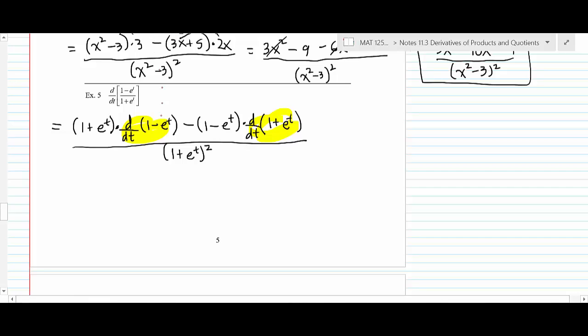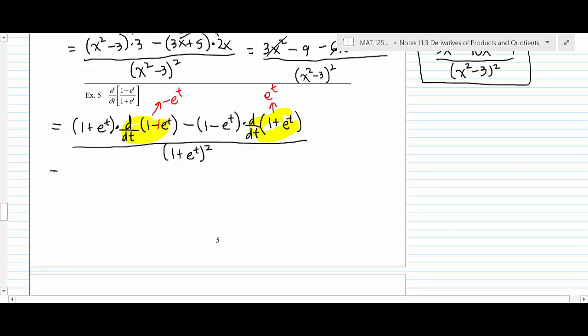Okay, all right, tell me what the derivative of 1 minus e to the t is. Minus e to the t, because the derivative of 1 is 0, right? That minus is a constant, so it's there. That's really like a minus 1, if that helps you. What's the derivative of 1 plus e to the t? E to the t. Okay, so you're going to have those kind of things showing up in the problem.